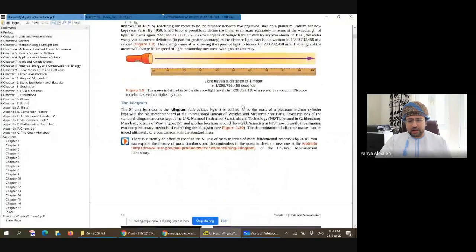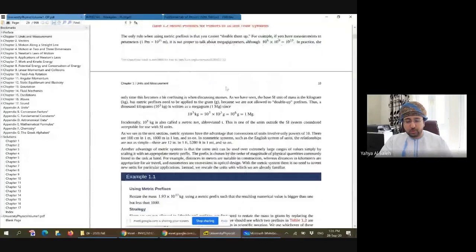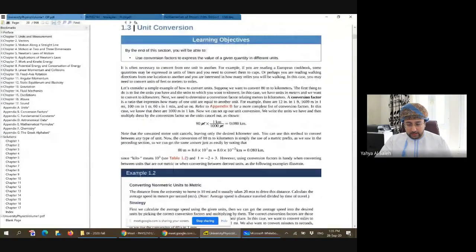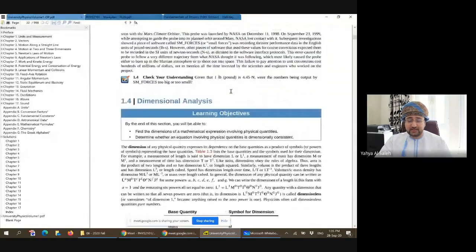How is the kilogram defined? What is the definition of 1 meter? How far light travels in 1/299,792,458 seconds. We don't memorize these. This is not what we do in physics. Okay. Unit conversion, yes, this is important.